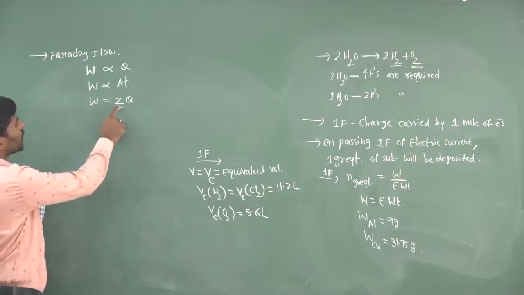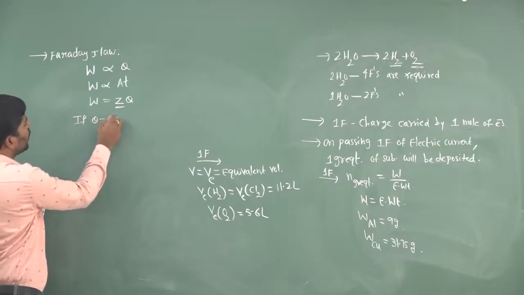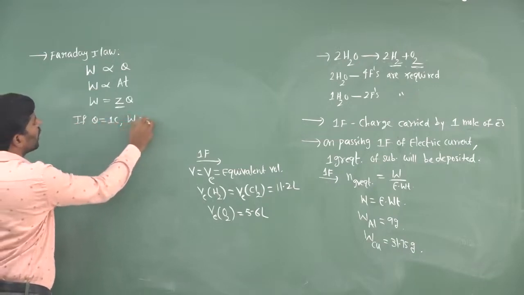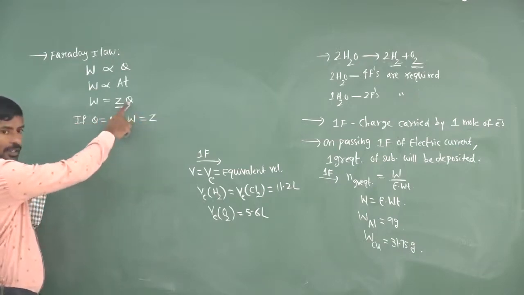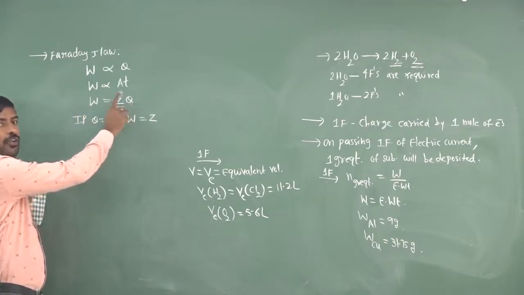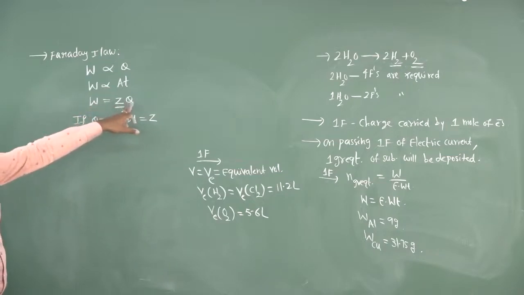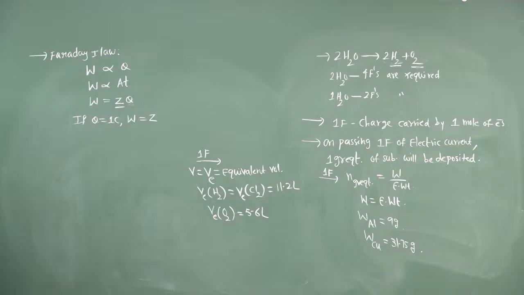How can you define electrochemical equivalent? If Q is equal to 1 coulomb, then W is equal to Z. That means it is the weight of substance deposited by passing 1 coulomb of electric current. That is called electrochemical equivalent, Z.